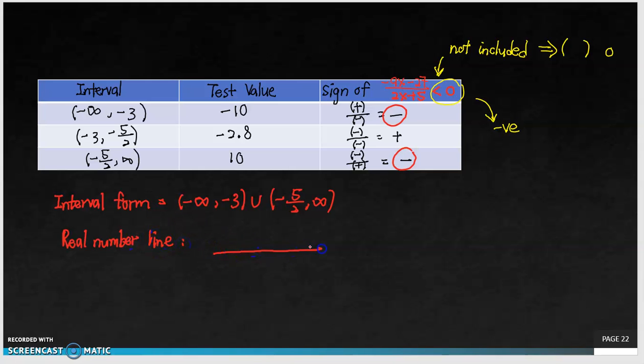So the answer will become, we have negative 3 and negative 5 over 2. Both of them are not included. For negative 3, approaching negative infinity, the arrow points to the left. For negative 5 over 2, approaching positive infinity, it points to the right. So this is the first example of rational inequalities. Here is the answer for the first example of rational inequalities.